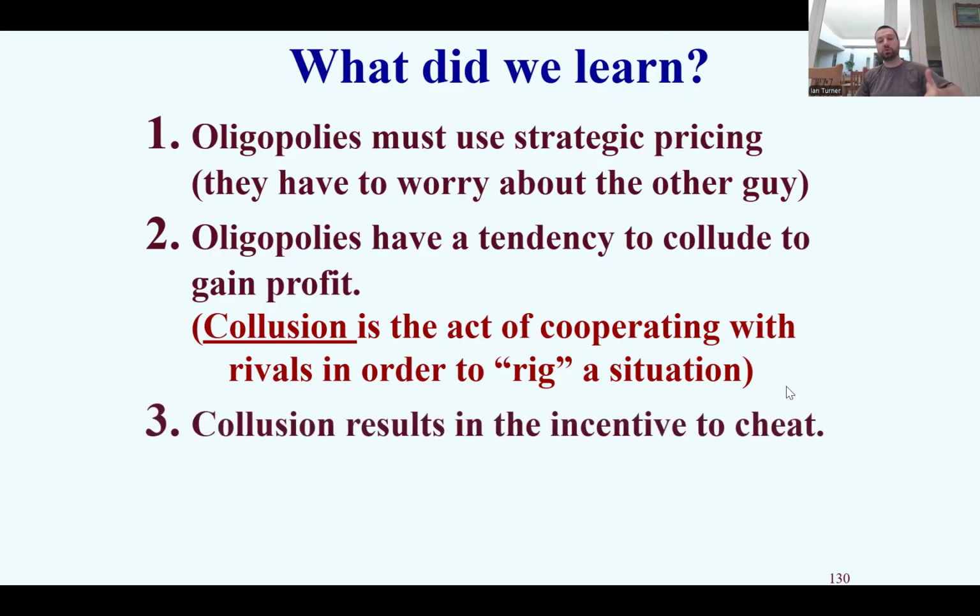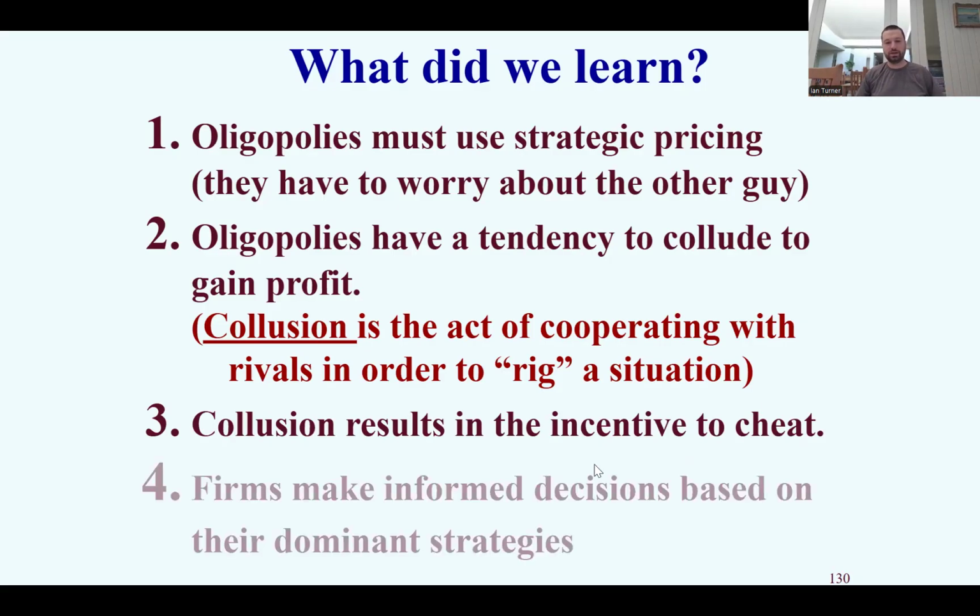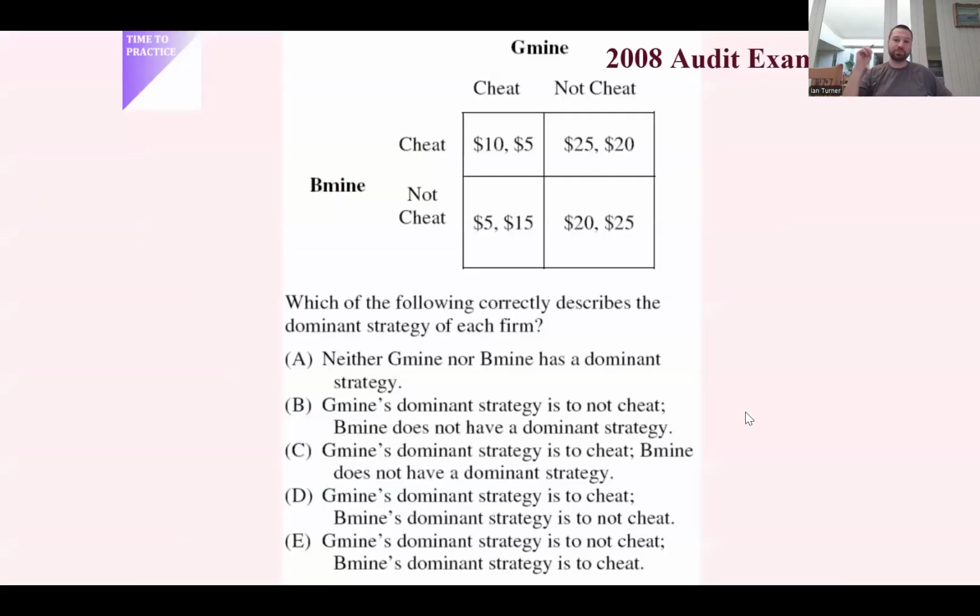But when you collude, you have to be careful, because there is always an incentive to backslide, cheat, or backstab so that they get an advantage for a bit. So you've got to really trust the person, and you've got to be careful. And then lastly, they're going to make informed decisions based on dominant strategies. We're going to talk about that. All right, so here we go.